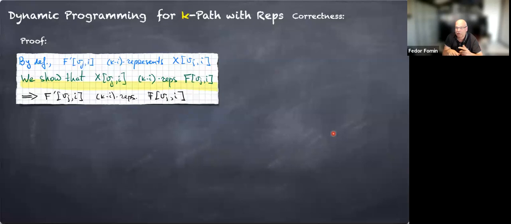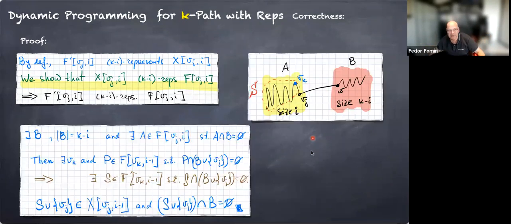Now, what I want to prove is that the set X(v, j, i) represents the set F. One set represents the other set, which represents the third set. Because this is a transitive relation, this will also show that the family F' represents the family F. So this is my plan, and let's try to prove it by definition.